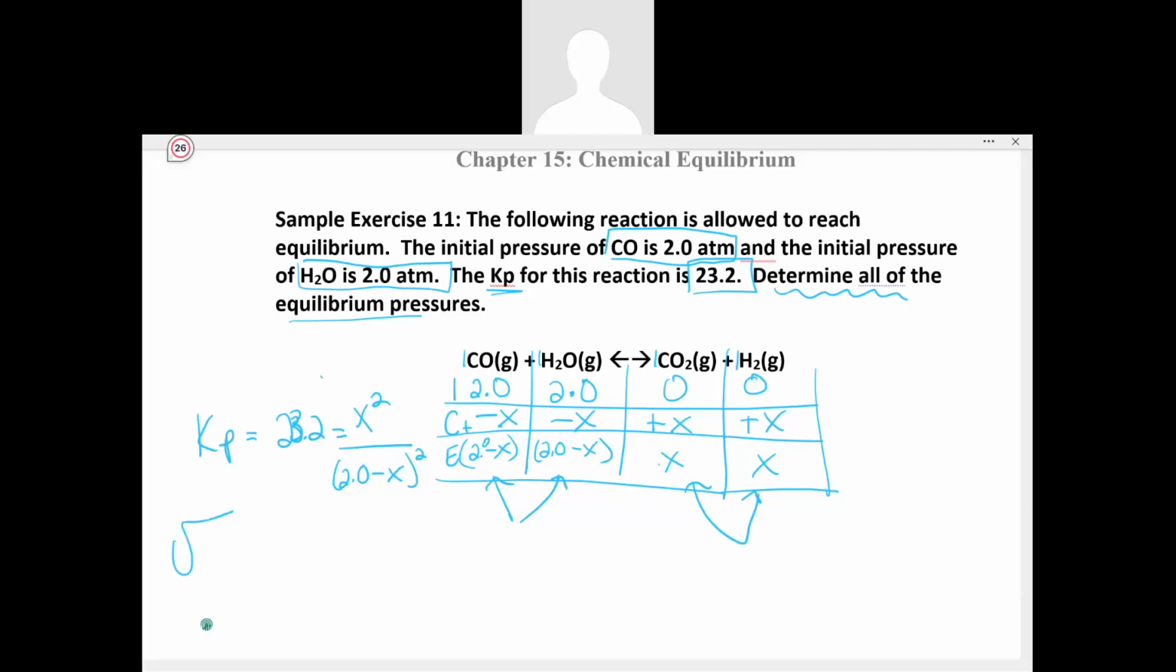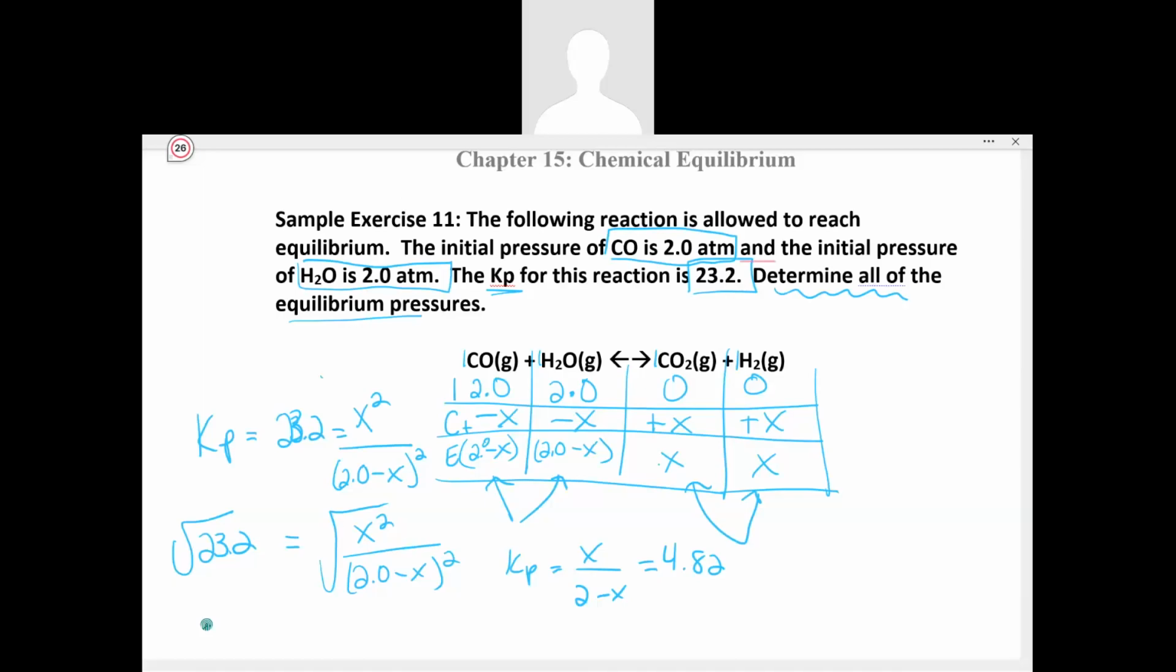So if we take the square root of 23.2 and set that equal to the square root of x squared over (2.0 minus x) squared, we end up with a simplified equation: the square root of Kp would then equal x over 2.0 minus x, and that will be equal to the square root of 23.2, so that's 4.82. All right, so now we can move along here and figure out how to solve for x.